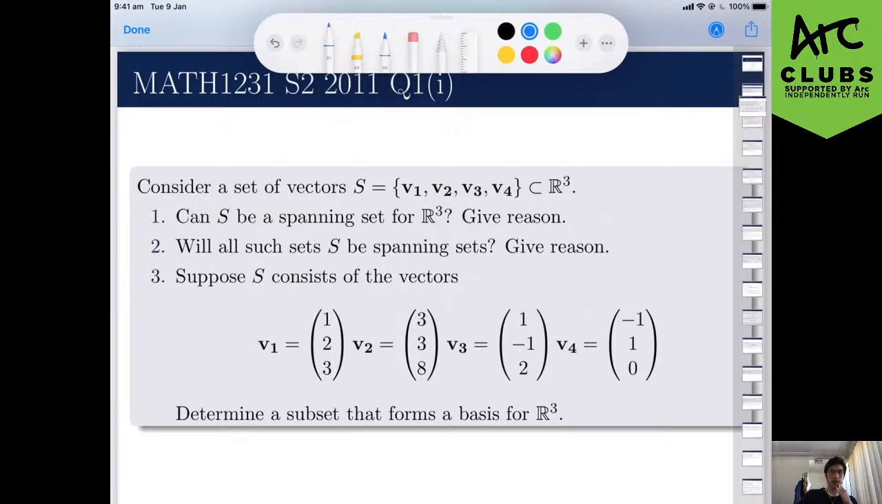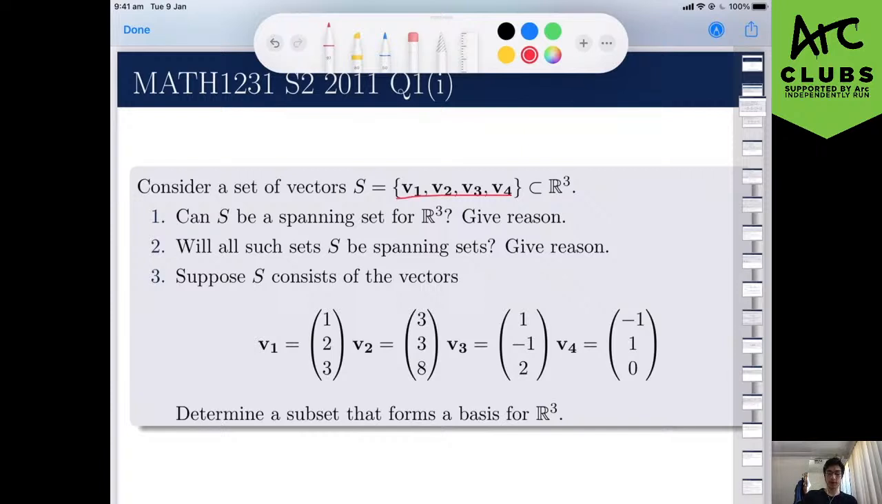So now we're moving on to spanning sets, or span. This one is just about some basic facts about span. So we're given a set of vectors. We're not even given a set of vectors. We're just saying that a set of vectors exists, constructed from 4 vectors. And we're asked if it can be a spanning set for R3.